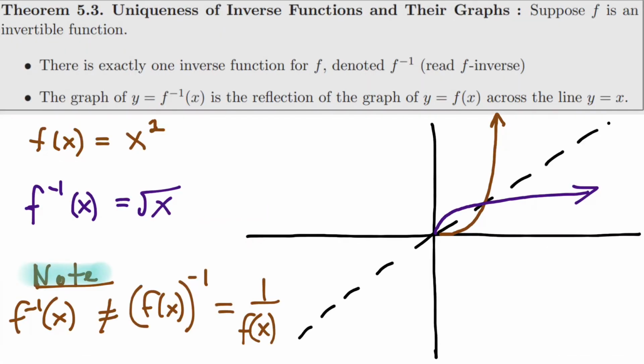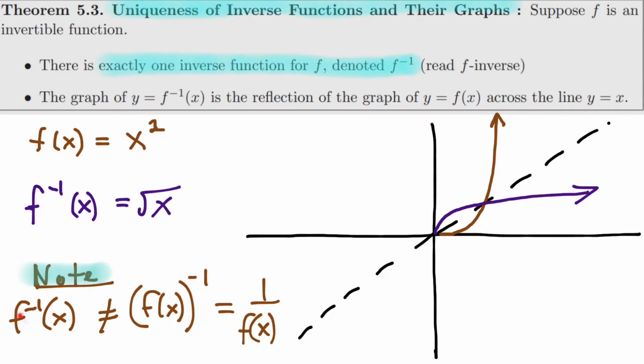The next idea is the idea here of uniqueness of inverse functions. So what that means is if we know that f is an invertible function, there's exactly one inverse function for f, denoted by f inverse. So the symbol f with a little -1 in the power position here is read f inverse. There's a note that I'm writing down here that says f inverse is not the same as putting that -1 on the outside of f of x.